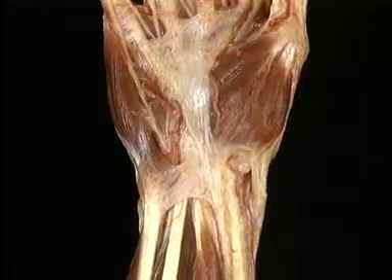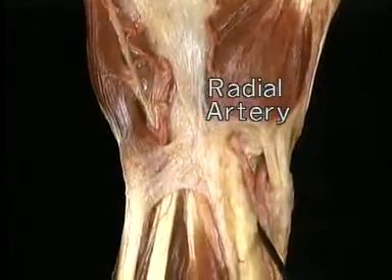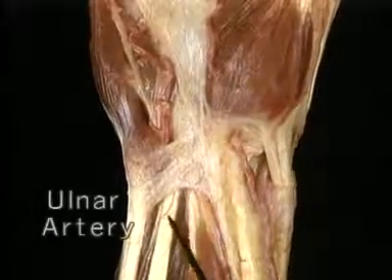Let's just get reoriented. Here's the radial artery with its superficial branch. Here's the ulnar artery.